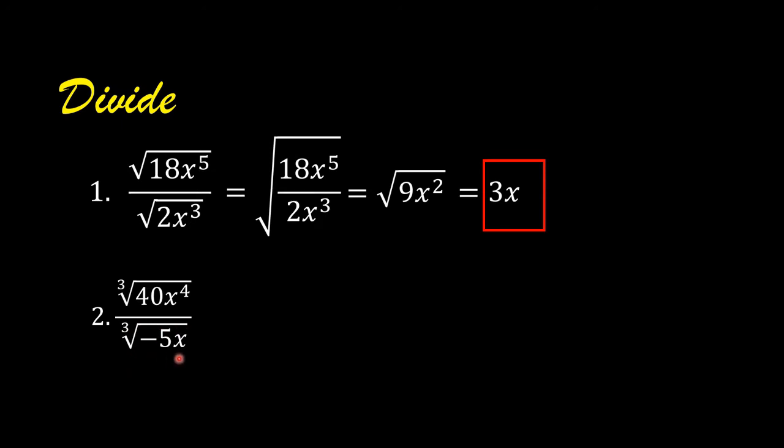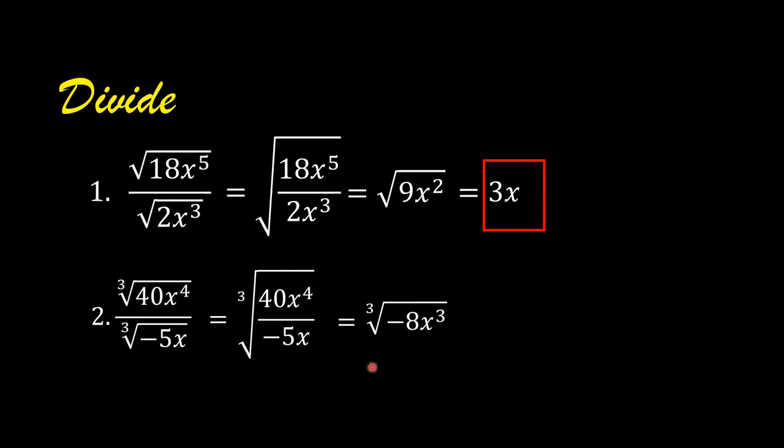Number 2, the cube root of 40x raised to the exponent of 4, divided by the cube root of negative 5x. We are going to do what we did in number 1. So this is equal to the cube root of 40x raised to the exponent of 4 over negative 5x. 40 divided by negative 5 is negative 8. x raised to the exponent of 4 divided by x is equal to x cubed.